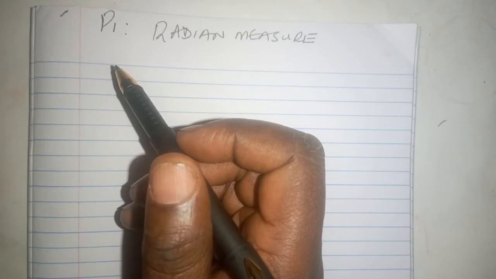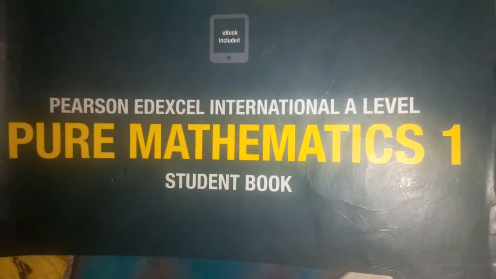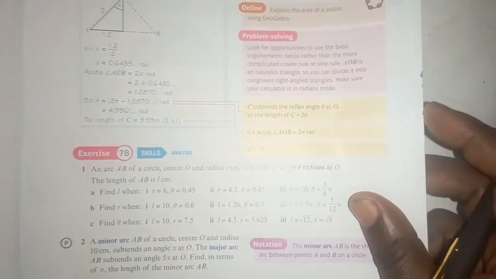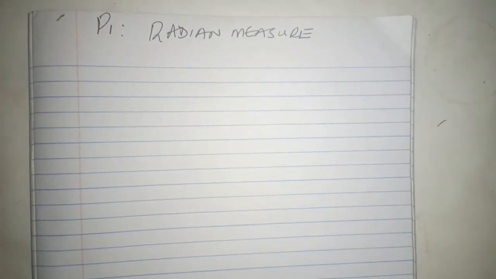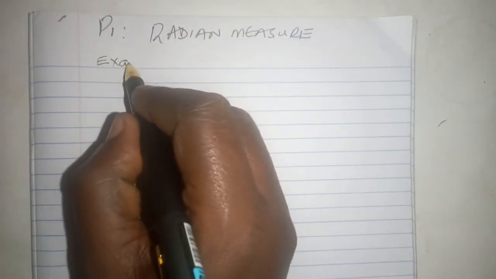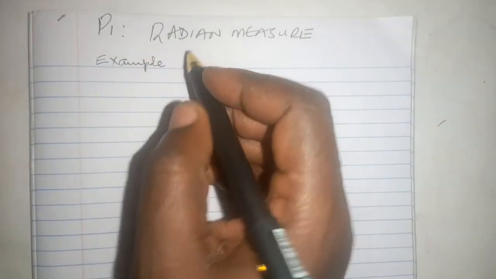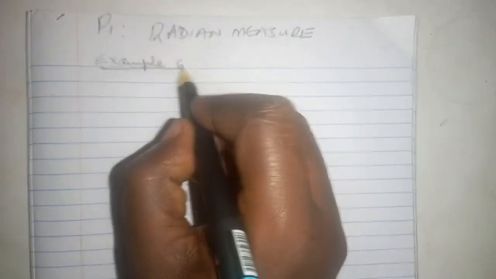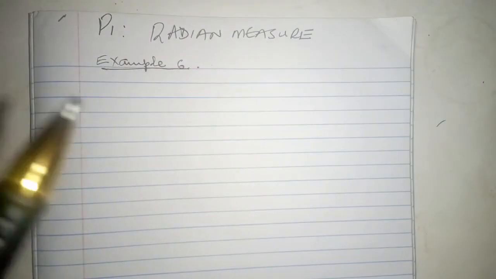And in this video, I will be explaining Pure Mathematics 1 and topic number 7, and we shall be discussing example 6 under the topic of radian measure. This is example number 6, and it reads as follows.